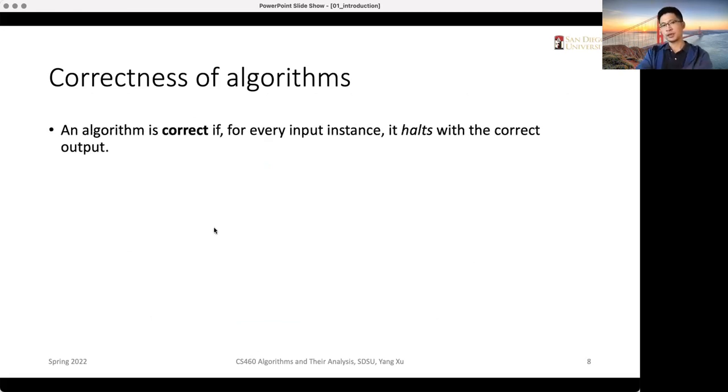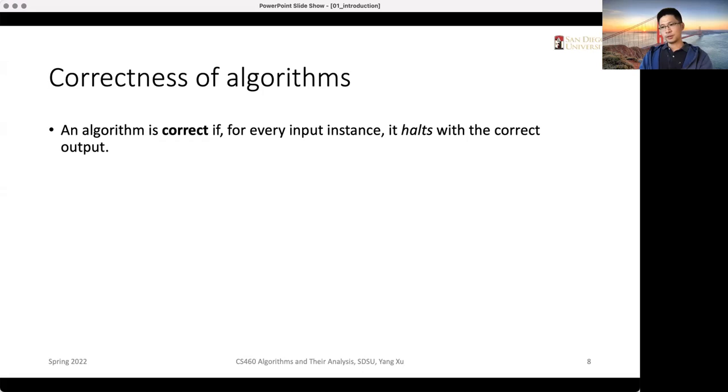first care about whether this is a correct one or not. Okay, so for a correct algorithm, whenever we change the input sequence, the input instances, it always halts with the correct outputs. So if we write an algorithm that we claim sorts the input sequence in ascending order, that algorithm will only be correct if it outputs the correct sequence for every input sequence.